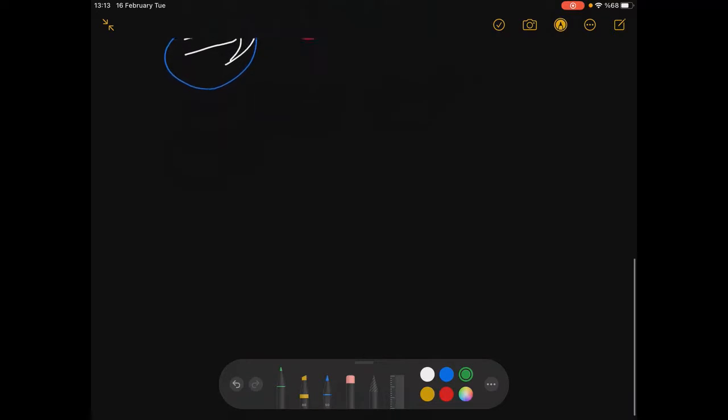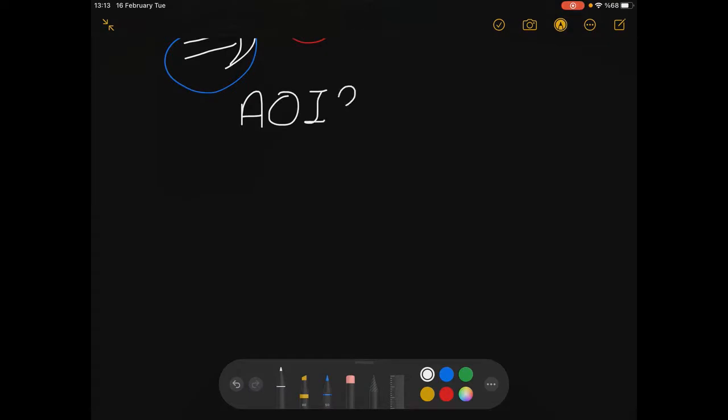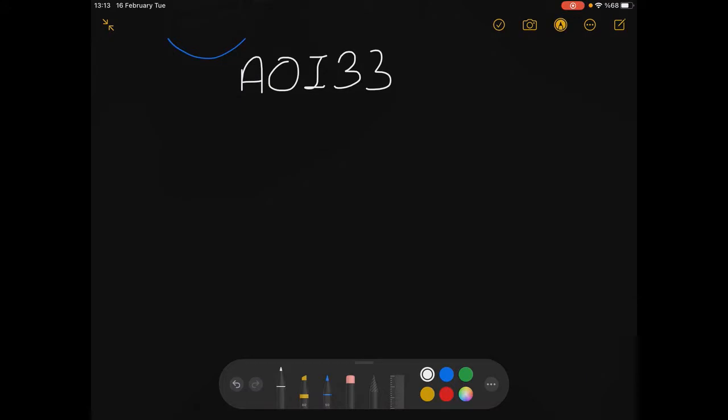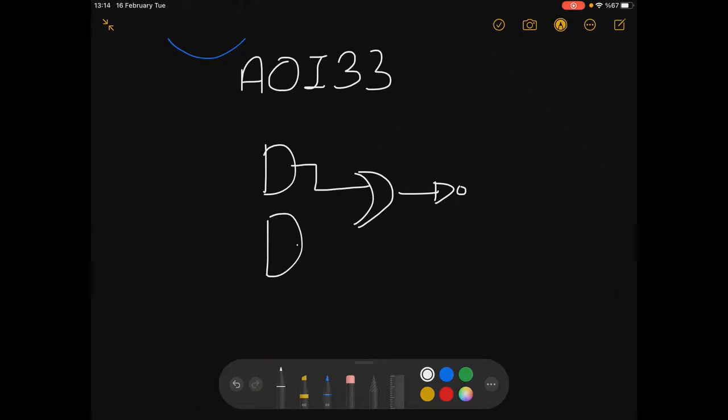So that's it. And finally, let's do the last one, AOI33, and it will look like this. Okay, see these ones, and they will be connected to an OR gate, and there will be an inverter here. So it will look like this.